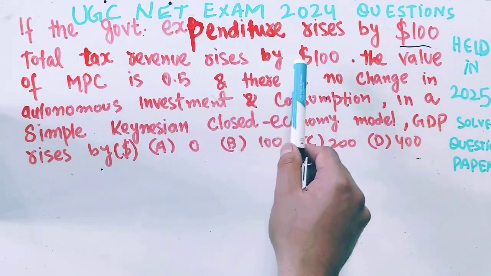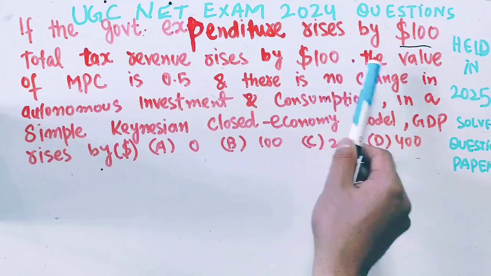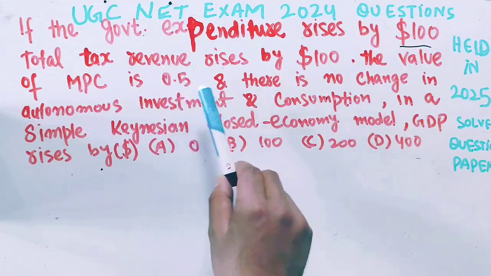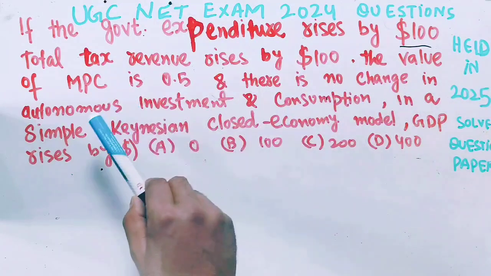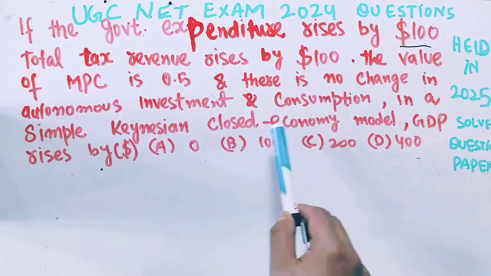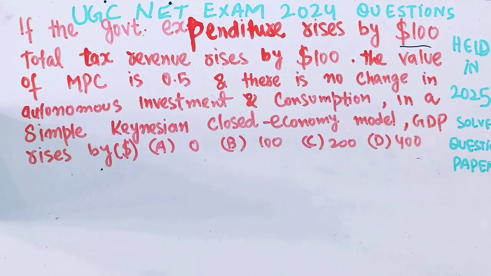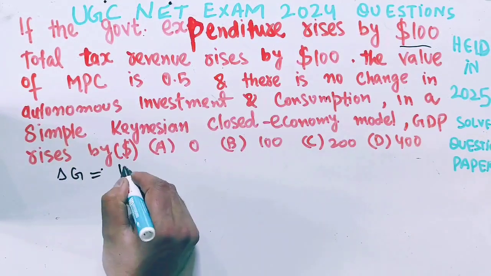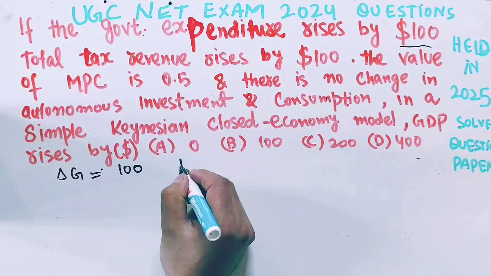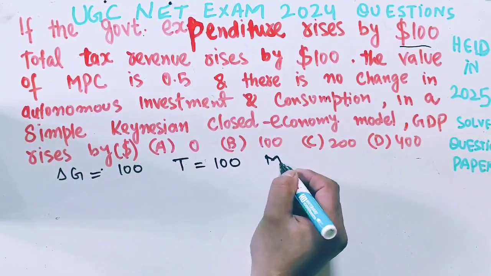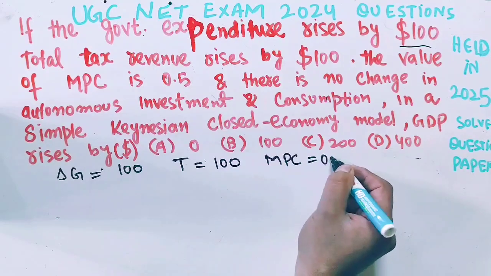The question is, if the government expenditure rises by $100, total tax revenue rises by $100, the value of the marginal propensity to consume is 0.5 and there is no change in the autonomous investment and consumption. In a simple Keynesian closed economy model, GDP rises by, options are being given, we need to find out the correct option. So we are being told that the change in the government expenditure is $100, tax revenue increases by $100, marginal propensity to consume is 0.5.